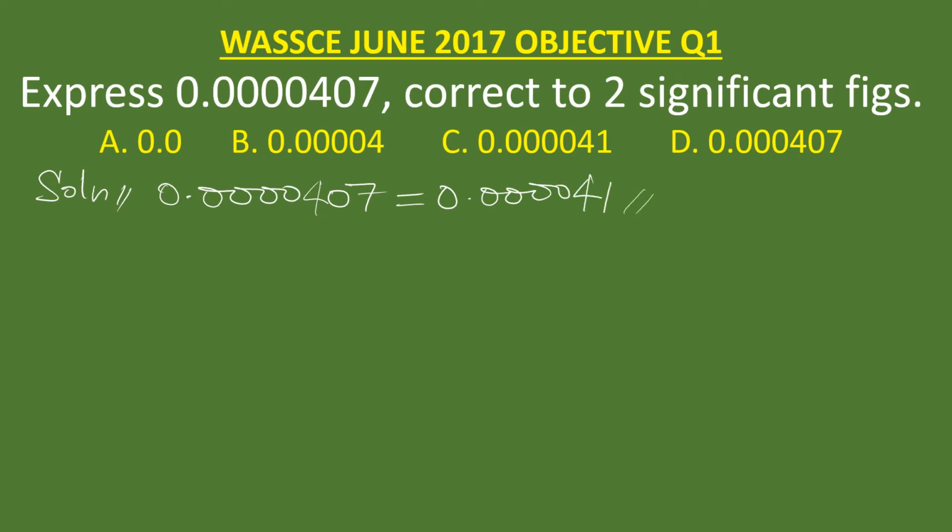0.000041. So this is the answer. So based on this, option C is the answer. Let me explain to you. They said to two significant figures. Now, they have given us this expression.